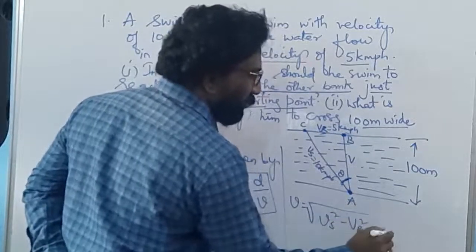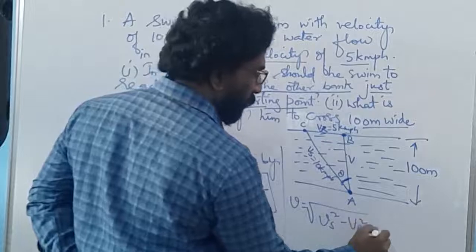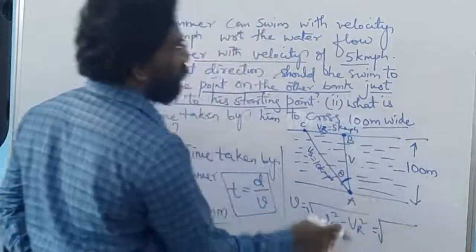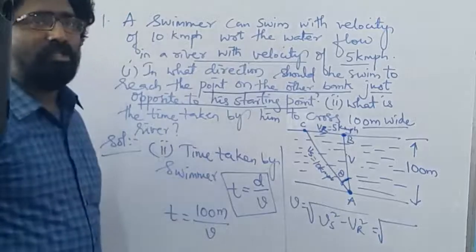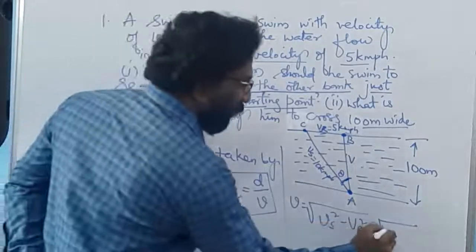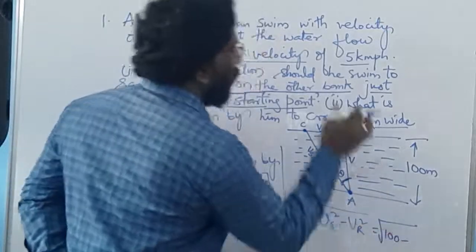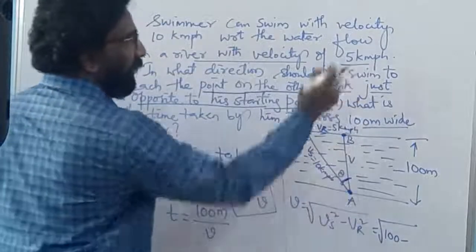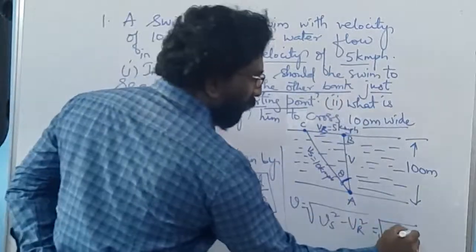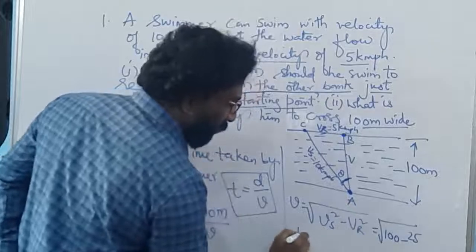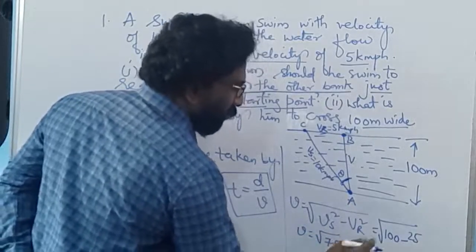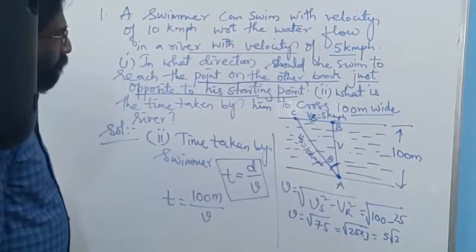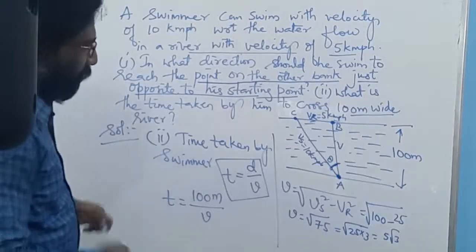So this implies V is equal to under root of Vs square minus Vr square. The velocity of swimmer is equal to 10, so it is 10 square equal to 100, minus what is the velocity of river? It is 5 km per hour. 5 square is equal to 25. So we get V is equal to under root of 75. Okay, see now, V equal to 5 root 3.